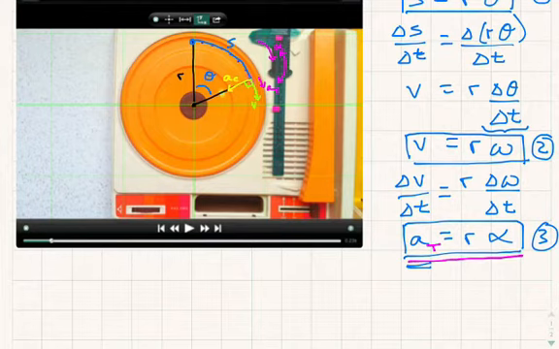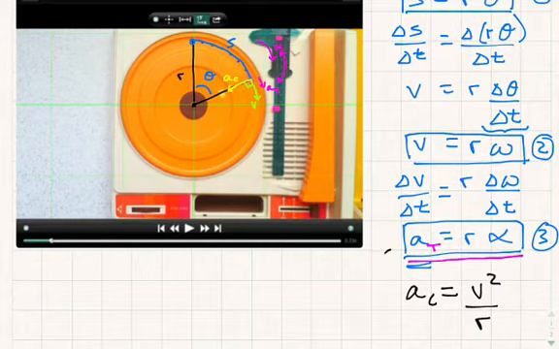And just to remind everyone, we know that the centripetal acceleration is equal to v squared, the linear speed, divided by the radius. These two quantities are completely different. They are at 90 degrees to one another.